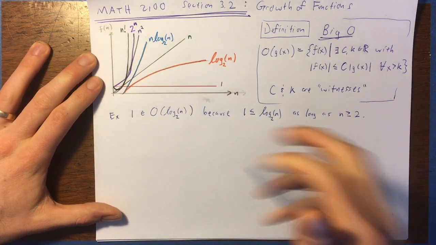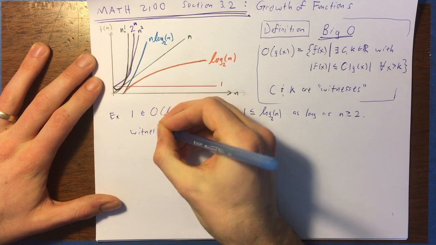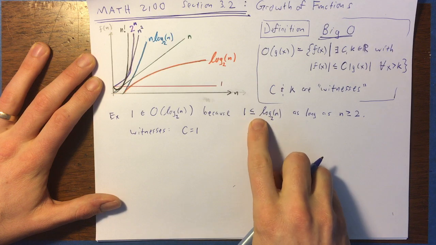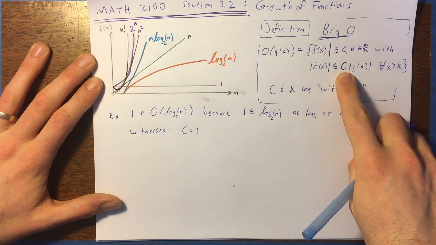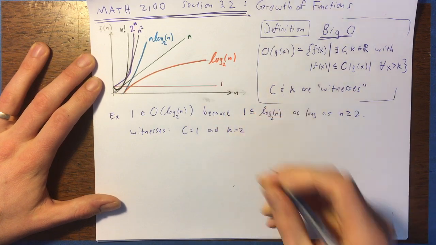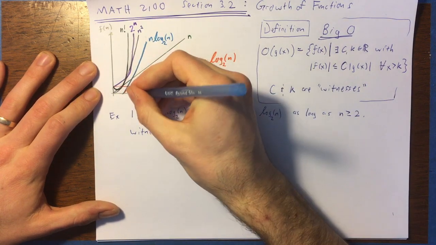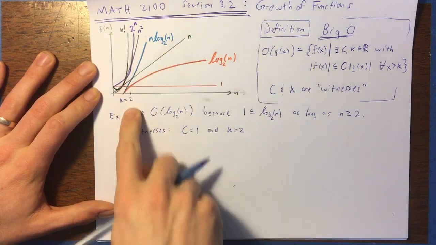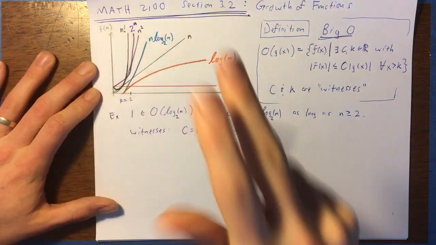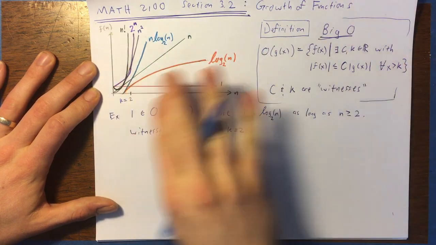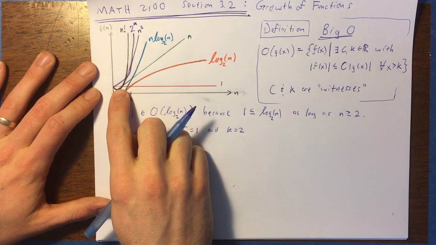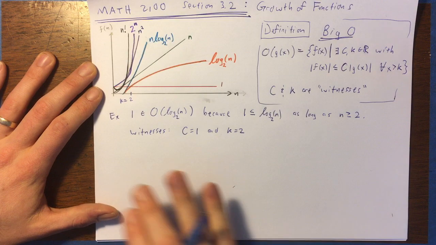So what we have here is a situation where our witnesses are the values c equals 1, because I didn't put any multiple here. 1 is less than or equal to 1 times log base 2 of n, so my c multiple is just 1 itself, and k is equal to 2. So k is 2 on here. K is the sort of x or n value after which this inequality is going to hold. It doesn't matter what happens earlier on, because we're only concerned about overall growth, like long-term end behavior, basically. So if there's some period of time early on where the inequality is not true, that doesn't matter. Okay, it just has to be eventually true.